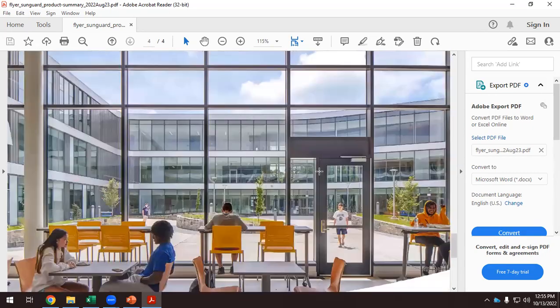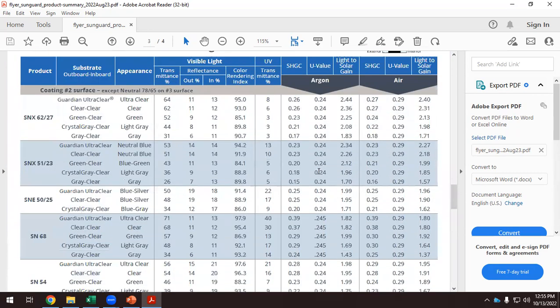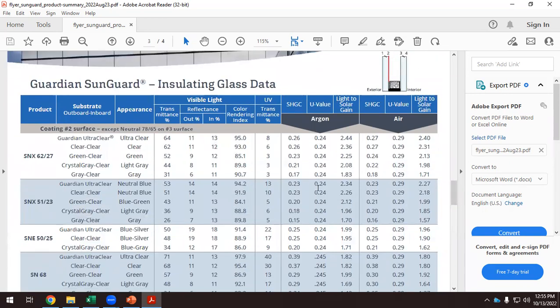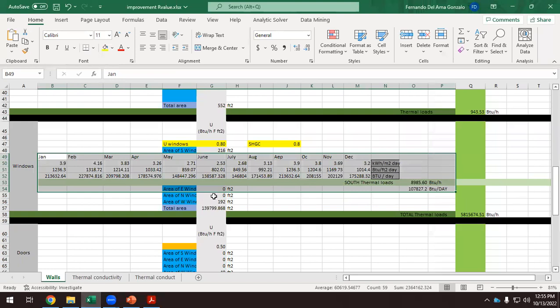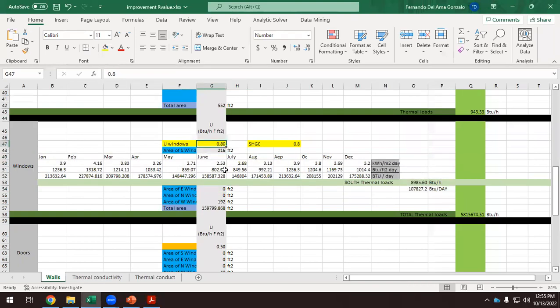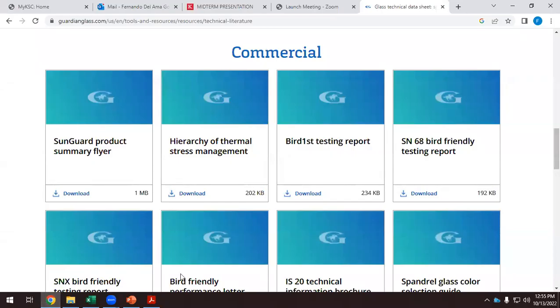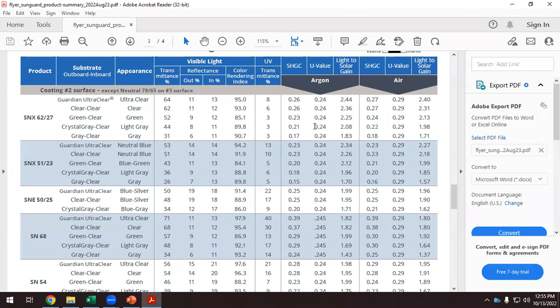Let me see, we have something else. If this is the catalog that we have, now we have to decide. Look at the U value. The U value is 0.24. The original U value was 0.8. So 0.8 is probably double glass without low emissivity coatings. So if we put a 0.2 U value on windows, we will reduce this a lot. But at the same time, I need a catalog because I need the solar heat gain coefficient.